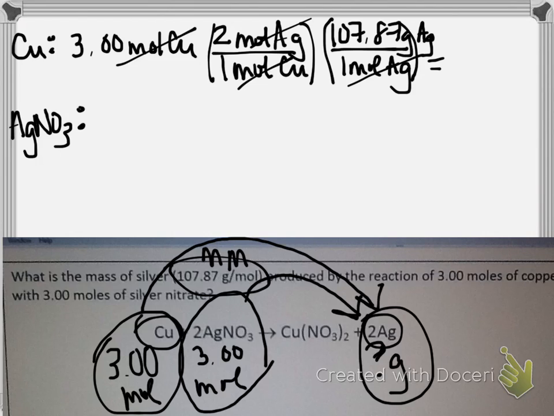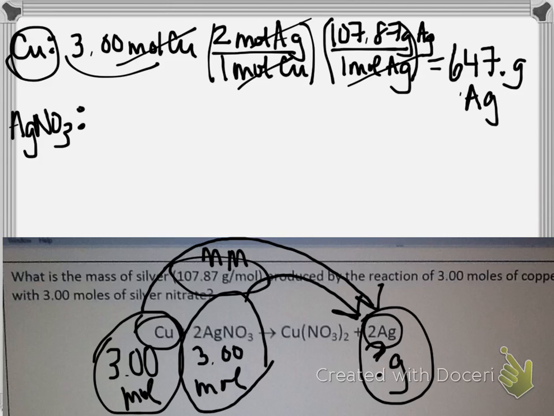So we can calculate that. Given that we're given 3 significant figures at the beginning, my answer was 647.22 grams of silver. I rounded that to 3 significant figures, so 647 grams of silver. If I reacted 3 moles of copper in this reaction, and all 3 moles of copper were consumed, I would yield 647 grams of silver.